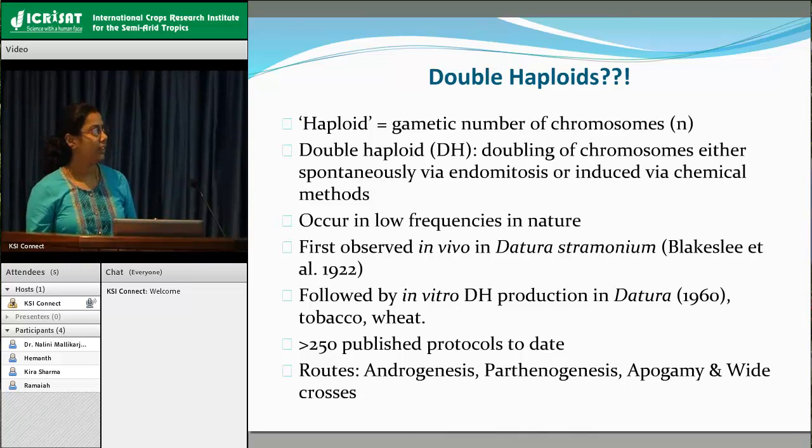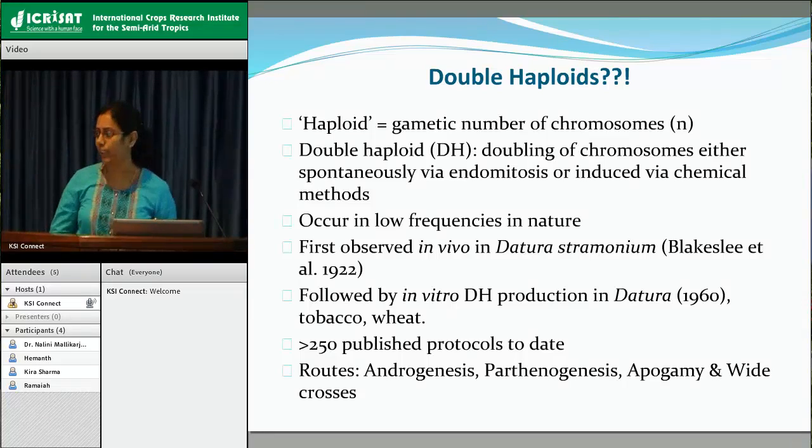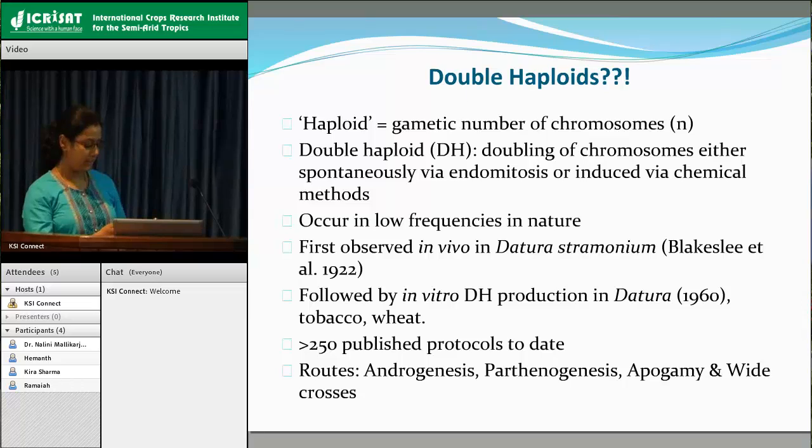So the first natural double haploidy was observed in Datura in 1920s. And later the in vitro protocols have been developed for Datura and tobacco and wheat, the first successful protocols. And as of now, we have more than 200 protocols for double haploids in many crops, and especially belonging to Solanaceae and Graminaceae families, which are the most successful crops for double haploids. And double haploids can be induced through various routes, say androgenesis, parthenogenesis, apogamy, and wide crosses. For my work, I was interested in androgenesis.